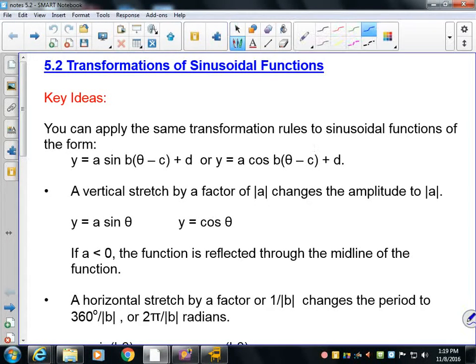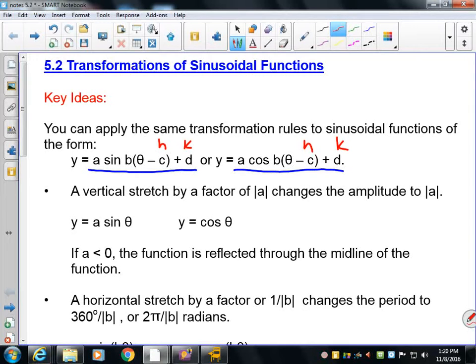Now, we looked yesterday at y equals a sine b theta. But now, we're going to add c and d, or as you guys like to call them, h's and k's, right? Is that what you call them? Okay, so an h is a shift in the x direction, and a k is a shift in the y direction.